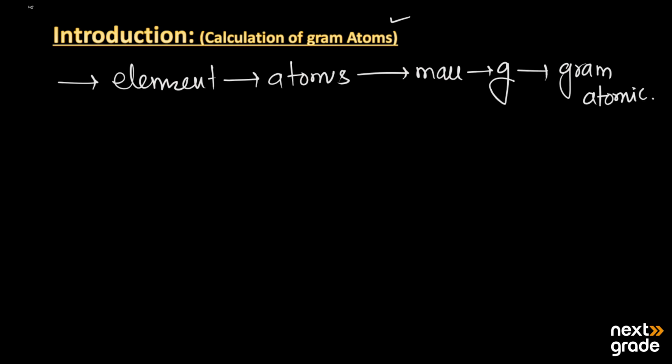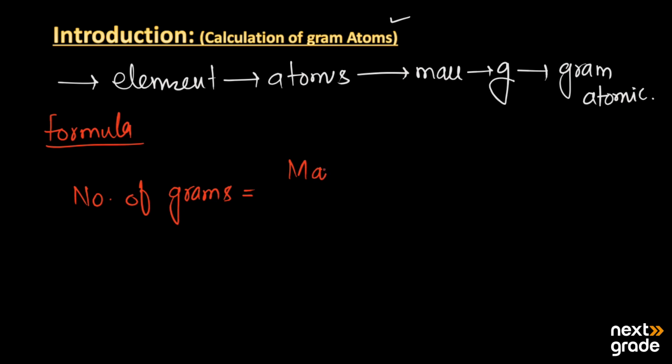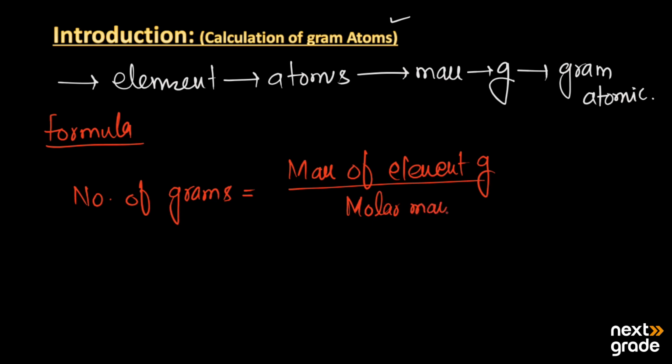So for its calculation, we have a formula, and the formula is very simple. The number of gram atoms is equal to the mass of element in grams divided by the molar mass. So this is the formula that we can use to find the number of gram atoms of any substance.